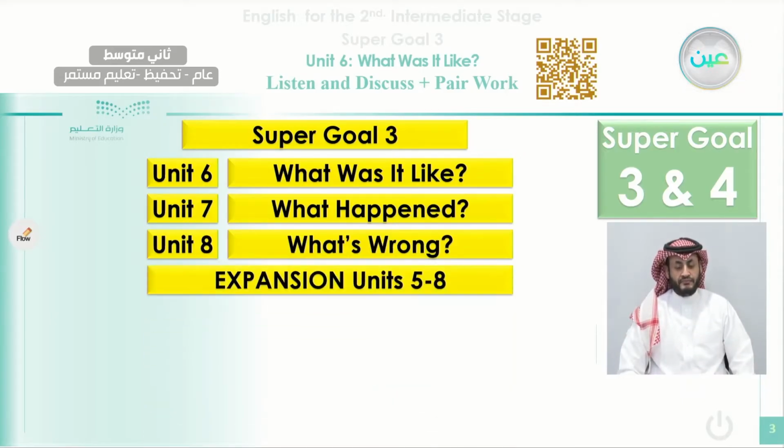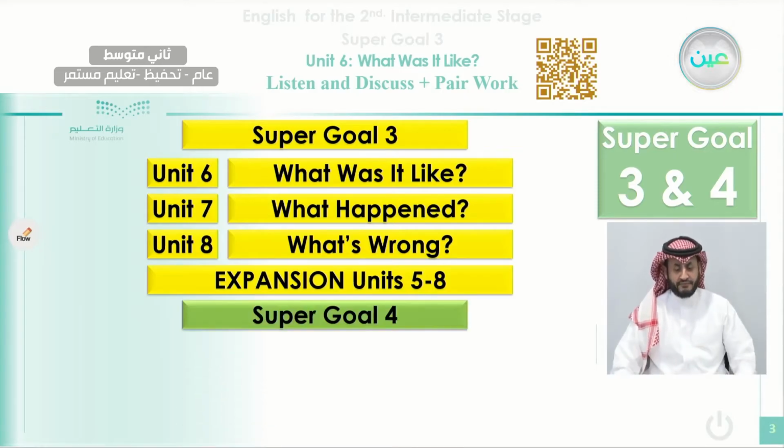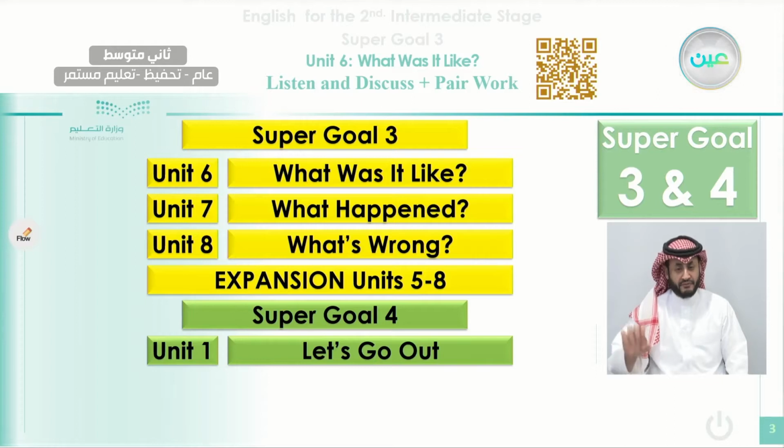And after that, we will have a revision. That is a unit called the expansion unit. In this unit, we're going to review Units 5, 6, 7, and 8. So the expansion unit is from 5 to 8. And then we will start with Super Goal 4 as we are planning. We will start with Unit 1 in this book.